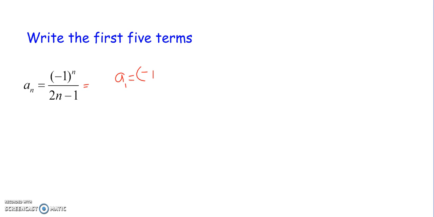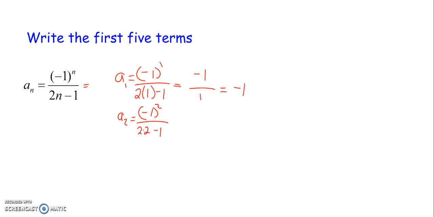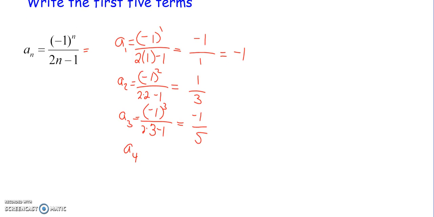a1 would be negative 1 to the first over 2 times 1 minus 1. So negative 1 to the first is negative 1 over 1, so that would be negative 1. a2 works the same way: negative 1 squared over 2 times 2 minus 1, so that would be 1 over 3. a3, negative 1 cubed over 2 times 3 minus 1, so that's going to be negative 1 over 5. a4, you can do it in your head, that's going to be 1 over 7, and a5 is going to be negative 1 over 9.